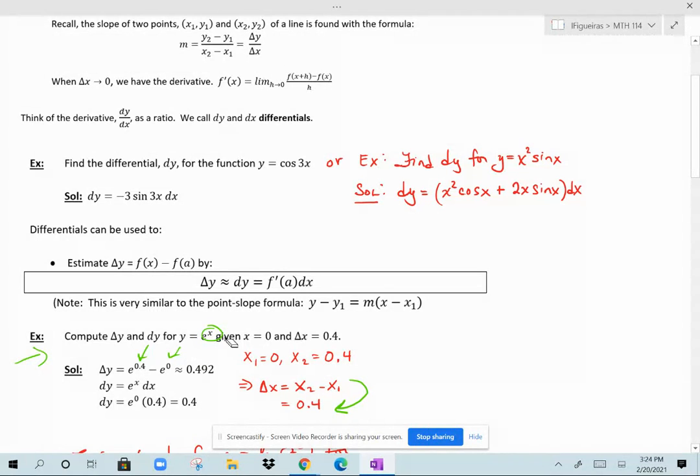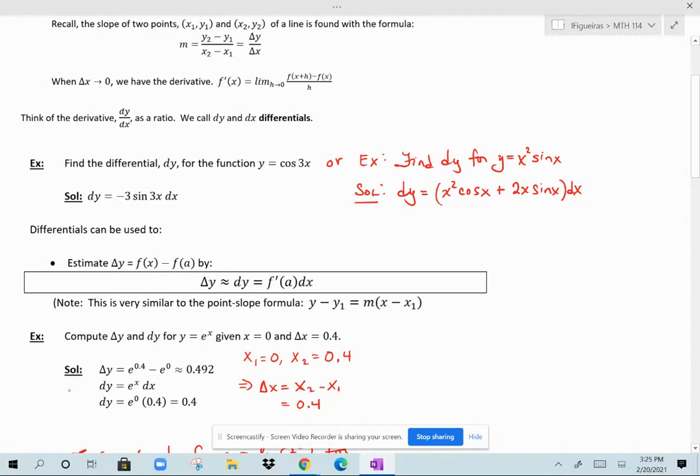And so e to the 0.4 minus e to the 0, you would need a calculator to compute that because e to the 0.4 is an irrational number. And we end up with about 0.492. Now we'll compare it to dy, and it should be close.